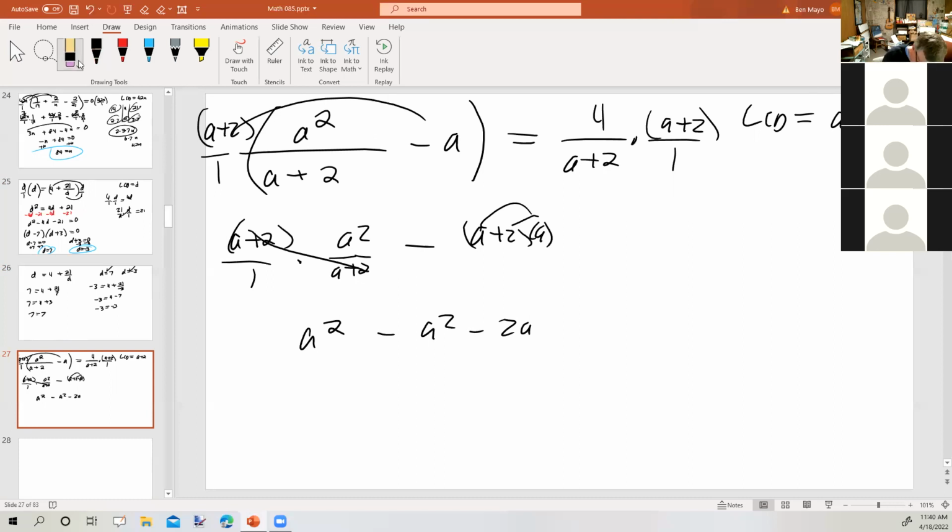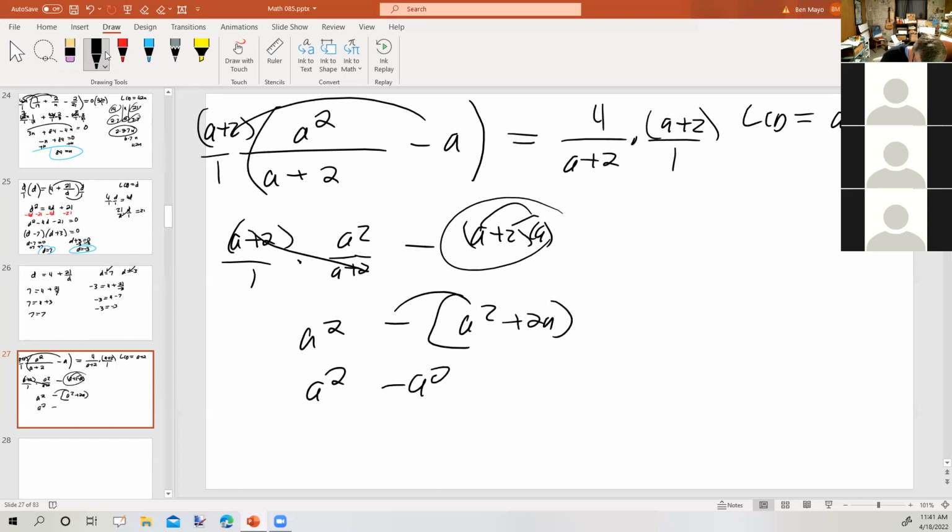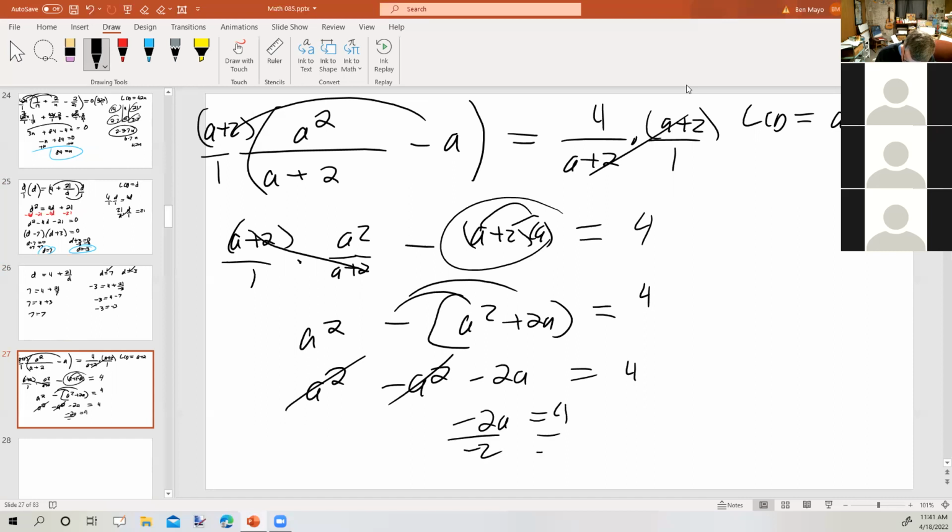In fact, here, let's do that in 2 steps. So it'd be minus, and then this would be a squared plus 2a. So then distributing the subtraction sign, you get that. And on the right side, you're going to get 4. Okay. Now, combining like terms, those would cancel. Negative 2a equals 4. Divide both sides by negative 2, and a equals negative 2.